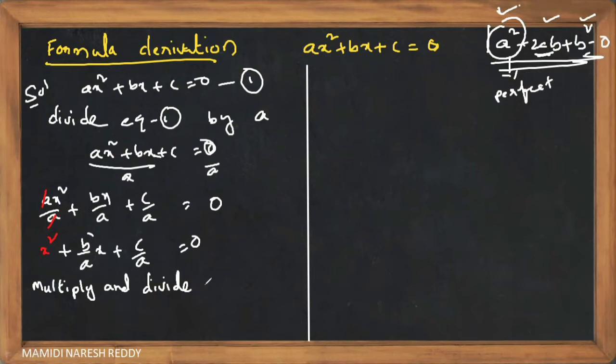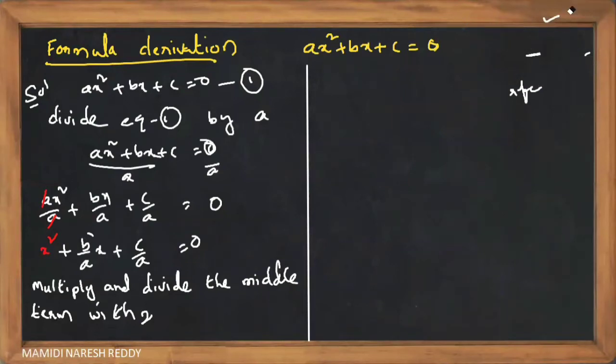Multiply and divide the middle term with the 2. Why? Because we need to get 2. Got it, children? So I am multiplying and dividing only the middle term, not the entire equation, children. You get my point?